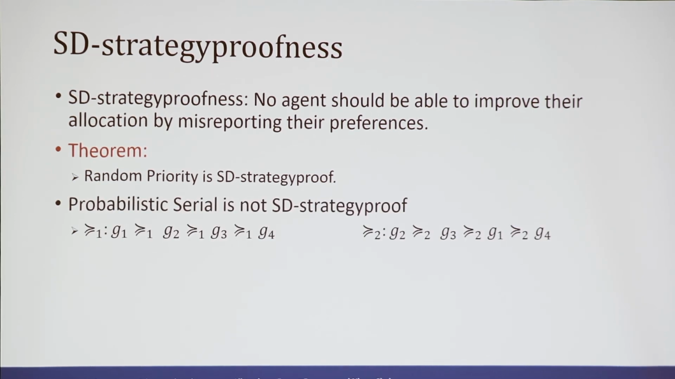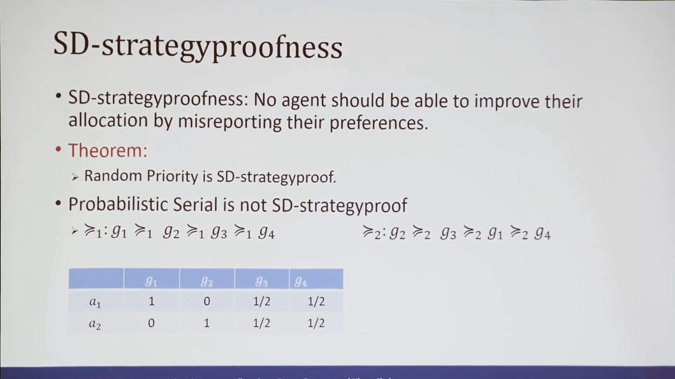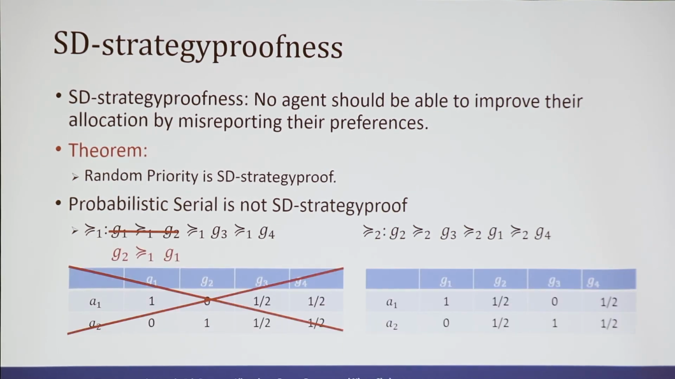On the other hand, probabilistic serial is not SD strategy proof. All right, here's an example. I don't think I need to work this in detail. The intuition here is that it might pay to be strategic about which goods you eat. Because if I know that you don't really want to eat my favorite good, and you're going to leave that till later, I might want to also leave it, eat some good that you do want, and then come back to my favorite good later before you get to it.